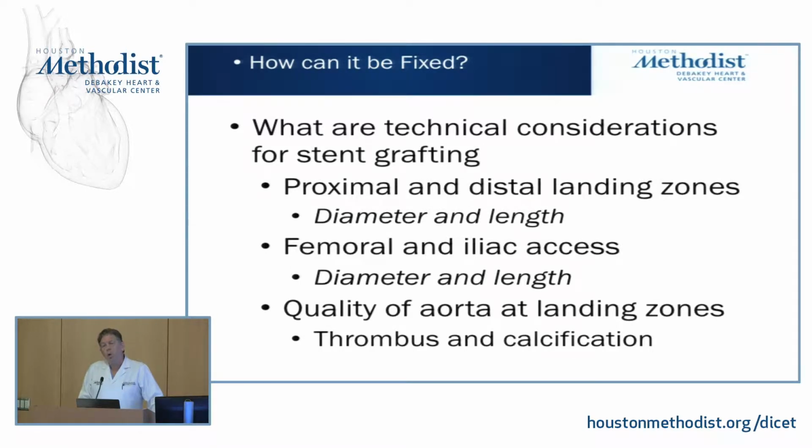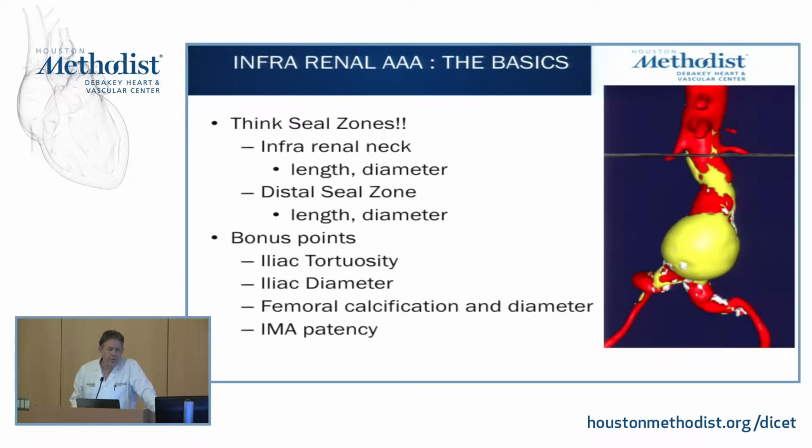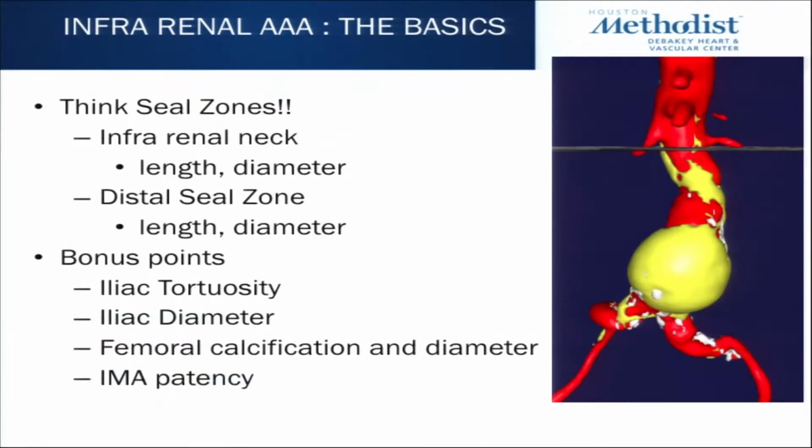And lastly, the quality of the aorta at these landing sites. We basically talk about endoleaks, how when a stent graft is placed and it infolds on the inside of the aorta, you can actually get the equivalent of paravalvular leaks. We refer to these as type 1 endoleaks, and we'll talk a little bit about that. So the most important thing when I see a patient in the office, I'm looking at these seal zones. What does it look like proximally and distally? And really in the infrarenal aorta, it's really all about that proximal seal zone.